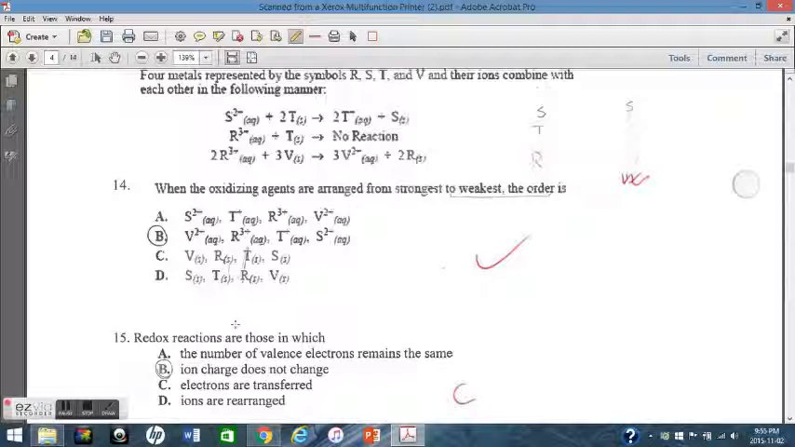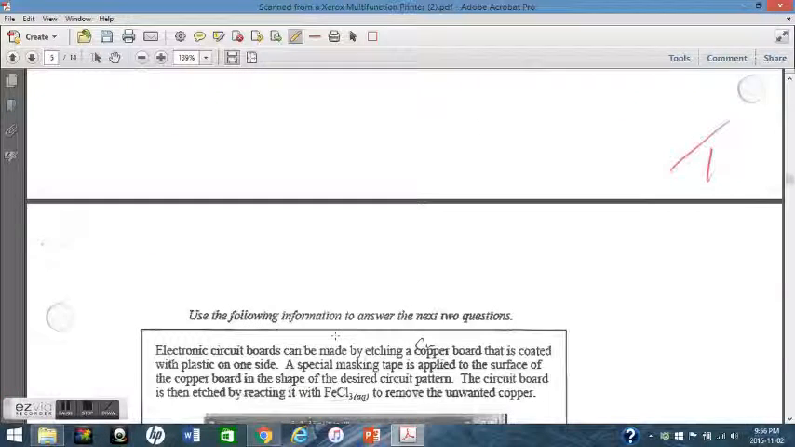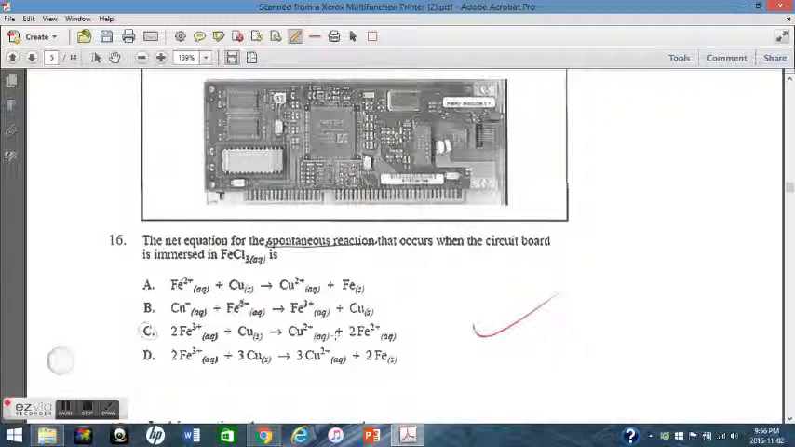Definitely I can tell that there's no issues with those types of questions. Redox reactions are those in which, now actually this is a sign that we don't have a redox reaction. Number of valence electrons remains the same. That and actually A and B are saying the same things. And D, ions are rearranged. That would be like a double replacement, and actually in double replacement reactions there's no transfer of electrons, and that's what we're really left with, is C. That is what we're looking at, is a redox where there is a transfer of electrons.